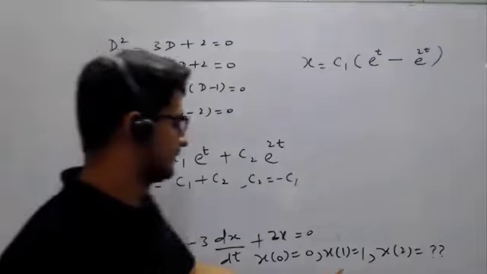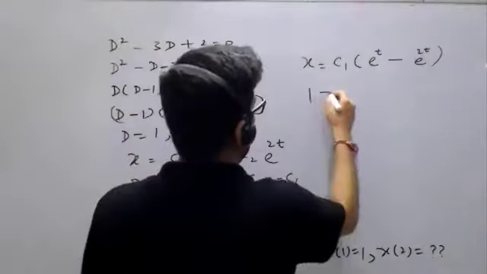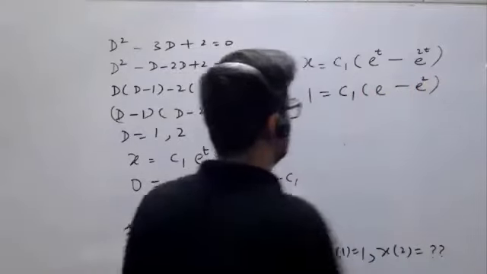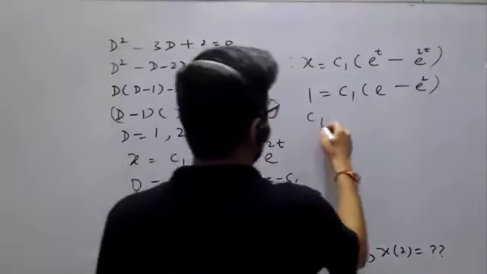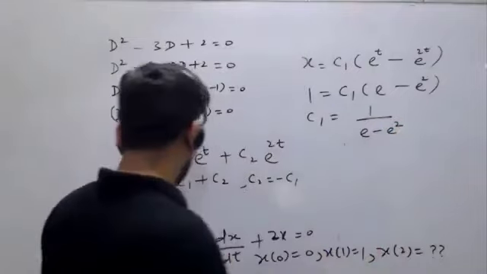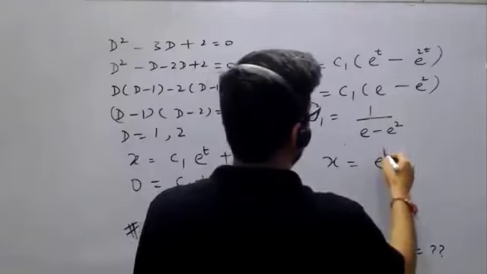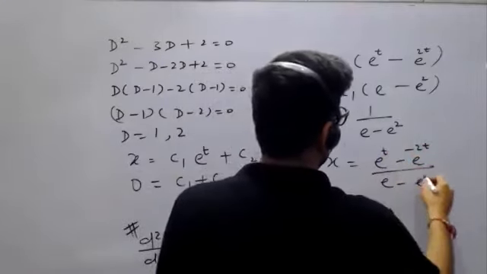Now the second one is x of 1 is equal to 1. So 1 is equal to C1 e to the power 1 minus e to the power 2. So we get the value of C1, that is 1 upon e minus e square. And that we can substitute in the previous equation. So we will get x is equal to e to the power t minus e to the power minus 2t upon e minus e square.